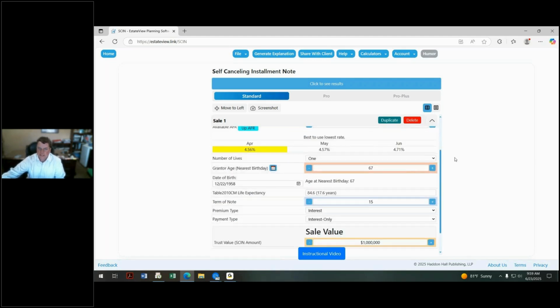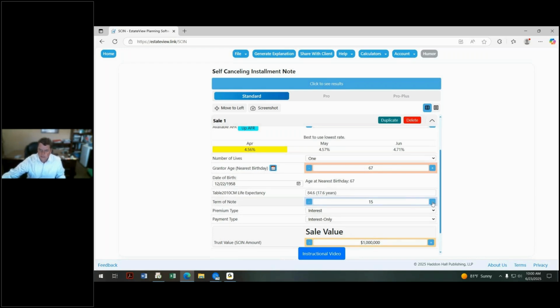Now, one nice thing about Estate View is that with a lot of conventional software programs, you can only do a self-canceling installment note for a term that is equal to or less than the average life expectancy. Estate View actually allows you to increase that calculation and have the term of the note be longer than what the life expectancy would be. And as a result of the longer term, that increased risk premium will be calculated accordingly. And you'll either have a higher interest rate or a higher principal rate, depending on which one you're applying. All right. So again, here we're going to go with a 17-year note.